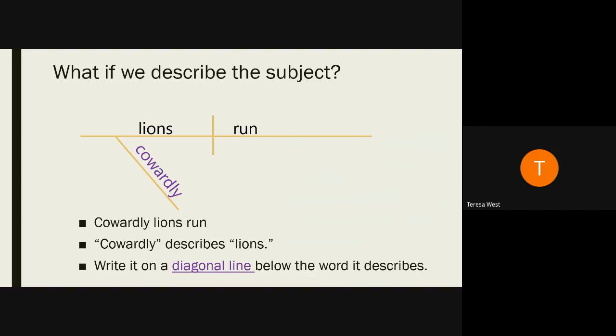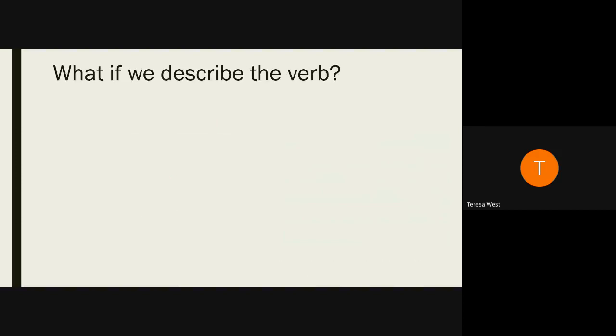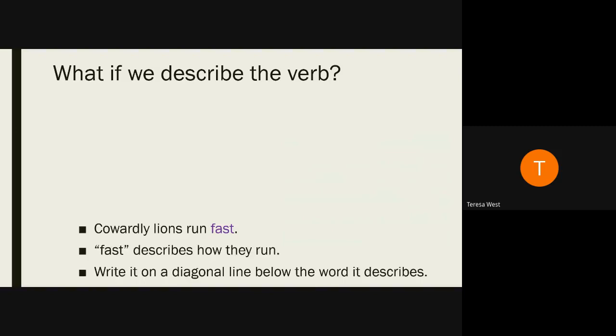So subject always goes on the left, verb on the right. Any descriptors, so an adjective, is going to go on a diagonal line off of the word that it modifies. So now if we were to describe the verb and say that cowardly lions run fast, fast is describing how they run. So write it on a diagonal line below the word it describes, just like we did before. So lions are cowardly, so the cowardly is a diagonal line off of lions. They run, and because they run fast, and fast is modifying run, it's going to be a diagonal line off of run.